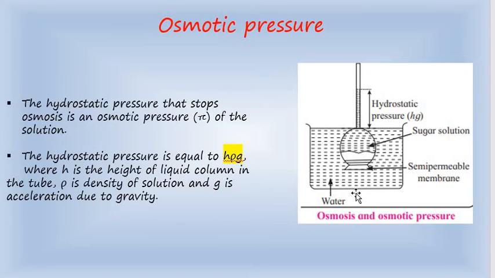At this stage, the hydrostatic pressure developed is sufficient to force solvent molecules back through the membrane into the container at the same rate at which they are entering. Finally, an equilibrium is established where the rates of forward and reverse passage become equal, and the height of the liquid in the tube remains constant. This implies that hydrostatic pressure has stopped osmosis. So the hydrostatic pressure that stops osmosis is the osmotic pressure, denoted by pi of the solution, and the hydrostatic pressure is equal to h rho g, where h is the height of the liquid in the column of the tube, rho is the density, and g is the acceleration due to gravity.